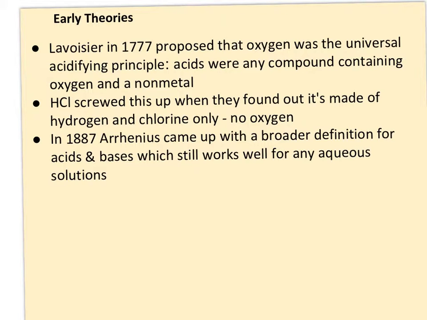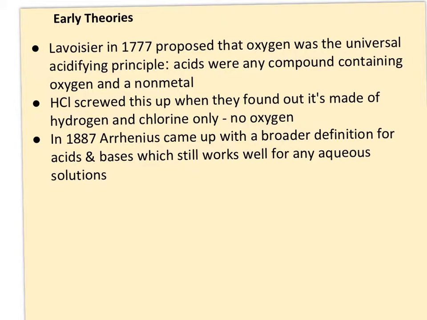So back in 1777, this French scientist proposed that oxygen was the universal acidifying principle. He said acids were any compound containing oxygen and a nonmetal. And he actually was pretty close, because many acids are hydrogen with an oxyanion. But there's also hydrogen with just a single nonmetal, like HCl. And in fact, hydrochloric acid is the one that they first realized was only hydrogen and chlorine with no oxygen in it. So once this was discovered, they needed a broader definition.